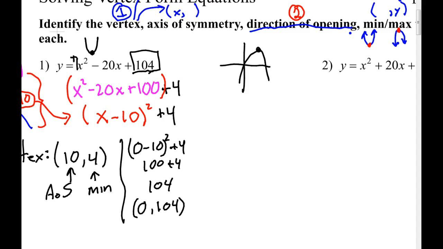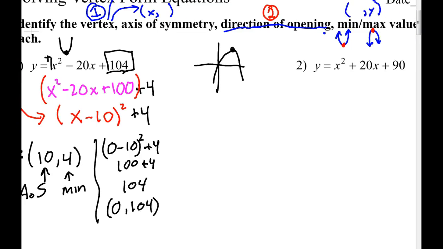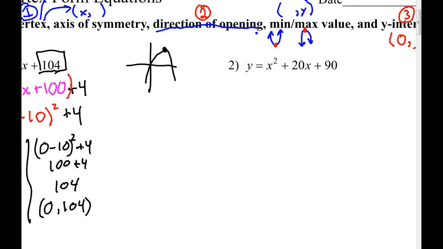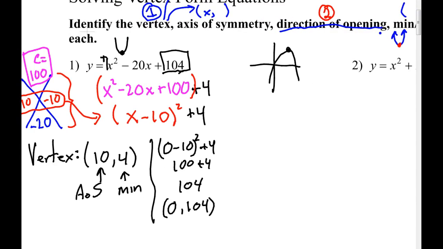Now, did we answer every question? What's missing? Direction of opening is up. Opening up because it's a positive a, positive x squared term. Okay. Good.